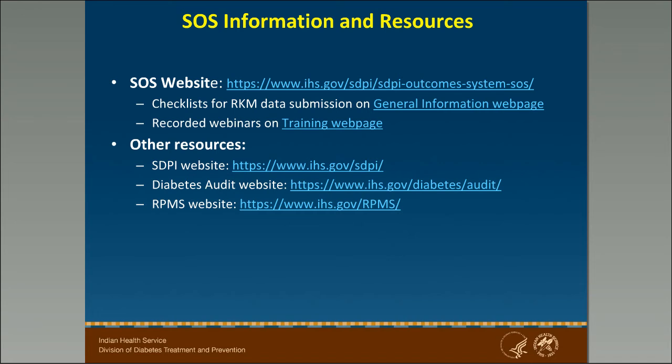In terms of other resources, just the general SDPI website, the SOS lives there. The audit website lives on the Division of Diabetes website, and there's a link for it there. And then we also have a link for RPMS. So if you're having any questions or issues on RPMS, you can visit that site and see what guidance they can provide there as well.